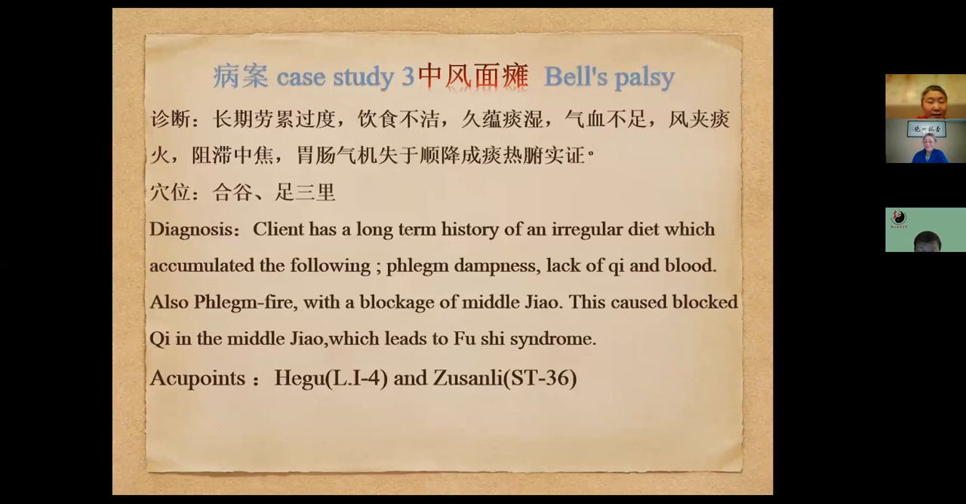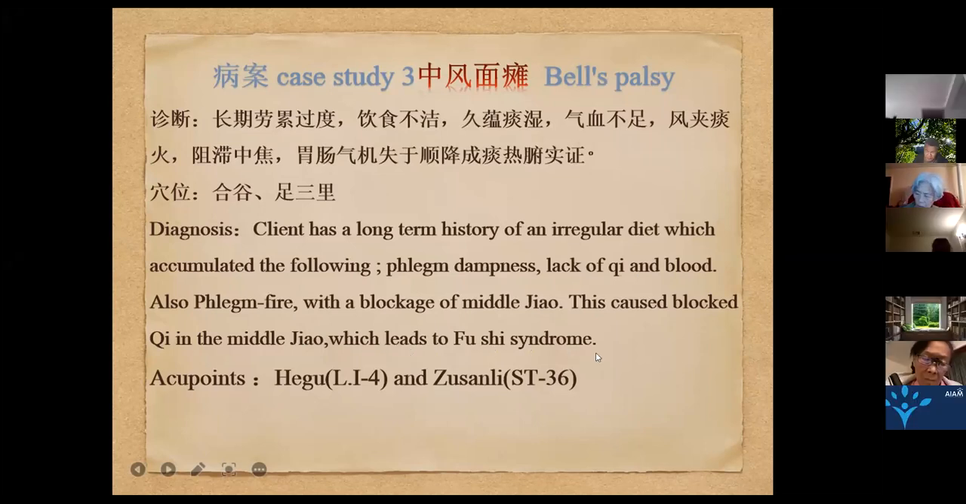Then, why does he have this problem? Because the client has a long-term history of an irregular diet, which accumulates phlegm dampness, lack of qi and blood, also phlegm fire, causing a blockage of the middle jiao. This causes blocked qi in the middle jiao, which leads to Fuchi system syndrome. So we choose the points Hegu and Zusanli.